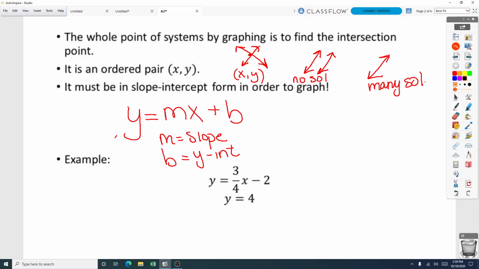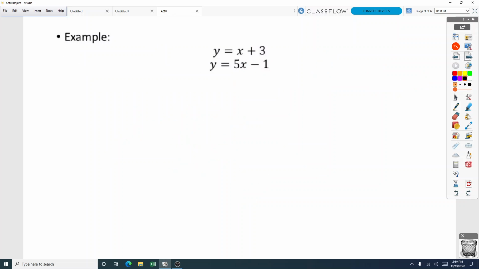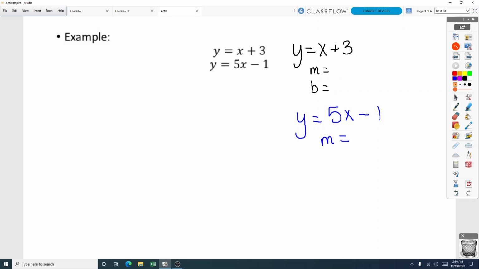All right, so let's look at a couple of examples. First of all, I have these two equations here: y equals x plus 3 and y equals 5x minus 1. Now, I'm going to separate them so that I can identify my slope and my y-intercept. And then we'll graph them. I'm going to do it in a different color so that you can see the two different lines. You don't have to do that today, though.